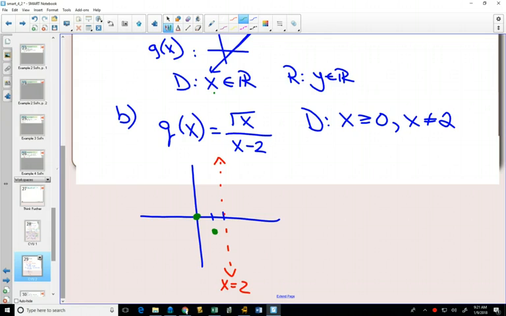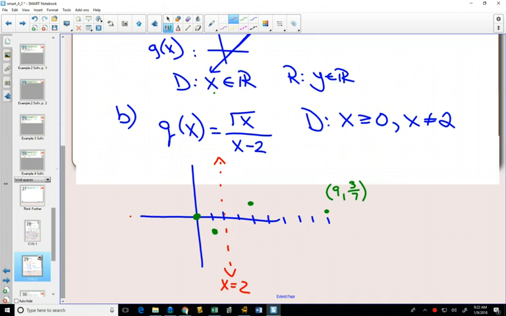What's the next nice number you could plug into here? 4. If you plug in 4, you get 2 on the top, 2 on the bottom, 2 divided by 2 is 1. Wanting to plug in 1 more, the next nice number you could plug in would be 9. You'd get 3 sevenths. Does it make sense when x gets really, really big that the bottom gets bigger than the top?